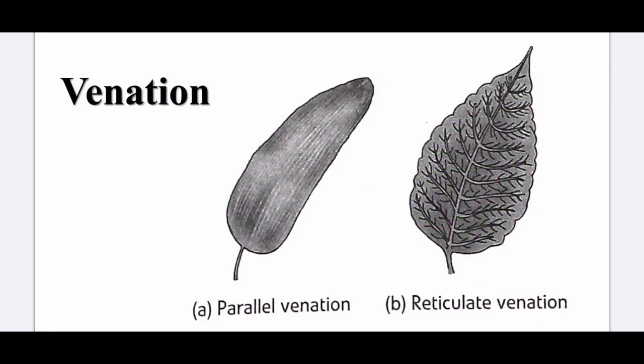Leaves have two types of venation. The arrangement of the veins in the leaf is called venation. Leaves have two types of venation, parallel venation and reticulate venation. Parallel venation occurs in monocot plants which have a fibrous root system, and reticulate venation is found in dicot plants which have a taproot system.